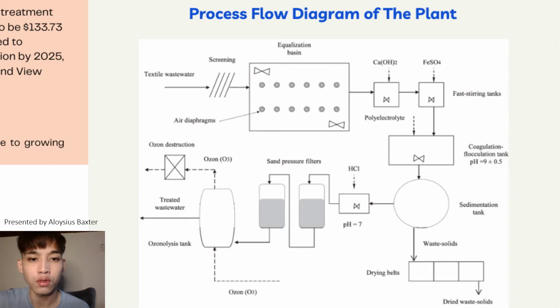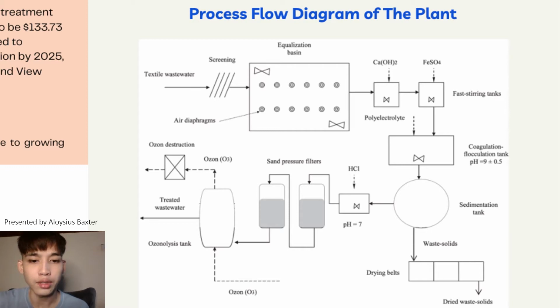Firstly, effluents from several pre-treatments and dyeing processes are transferred to the equalization basin. Then a set of impellers and aeration system work together to mix the wastewater in the basin. From the equalization tank, the homogenized wastewater is transferred to the fast stirring tanks where the coagulants such as lime and ferrous sulfate are introduced. The wastewater is then transferred to a larger tank by overflow where the coagulation and flocculation take place.